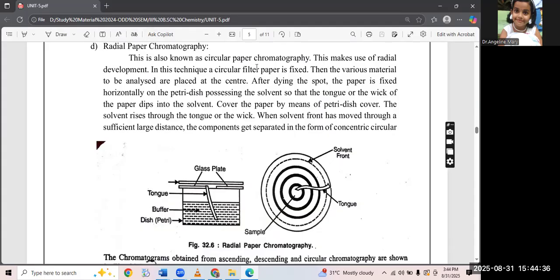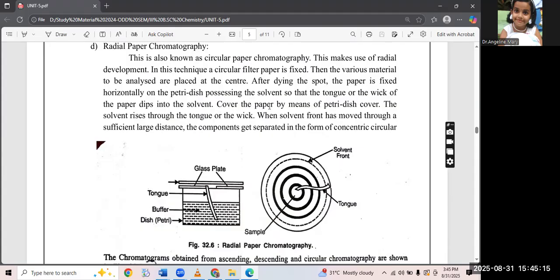In this technique, a circular filter paper is fixed. First, we have to fix the circular paper, and the various materials to be analyzed are placed at the center. We apply them one by one. After applying the spot, we have to dry it. The paper is fixed horizontally on the Petri dish, with the solvent in the dish so that the tongue or wick of the paper dips into the solvent. So the edge of the paper should be dipped into the solvent in the dish.